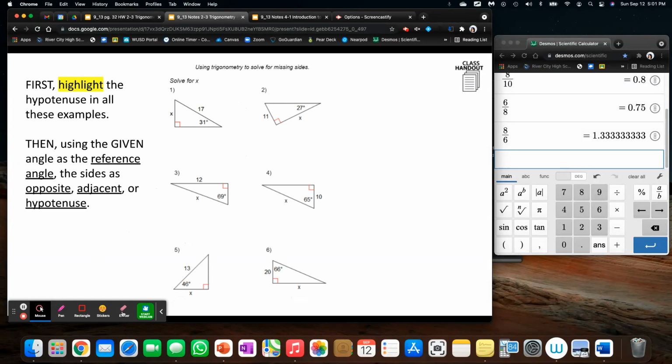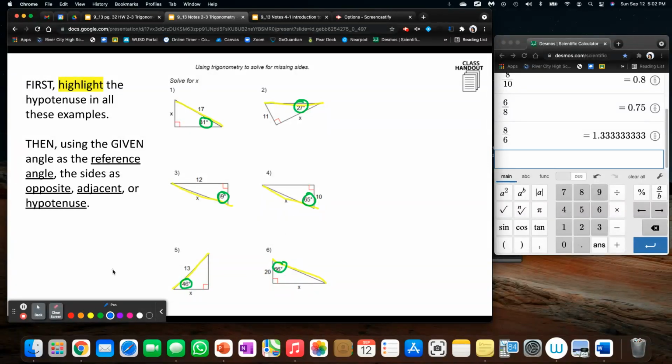Okay, so now let's go through how to actually use trig to solve for missing sides. So first thing we're going to do is highlight the hypotenuse in all of these examples. So the hypotenuse is always across from your right angle. So it doesn't matter where x is, our hypotenuse is always across from our right angle. And then, it says using the given angle as our reference angle, so I'm just going to circle those. We're going to label our sides.